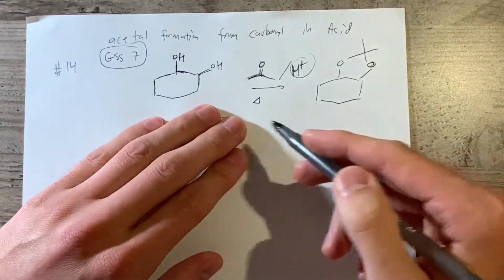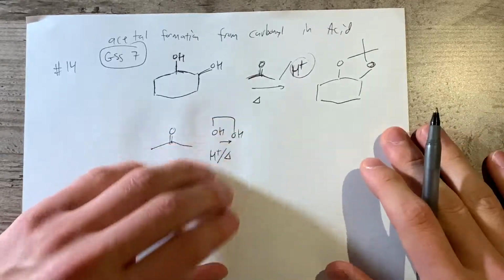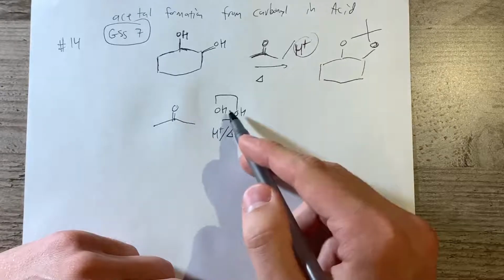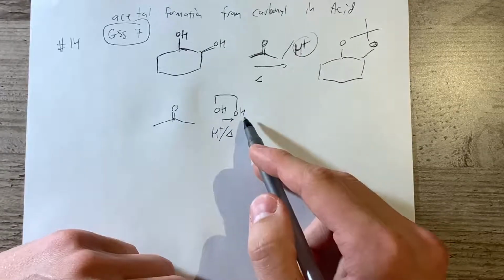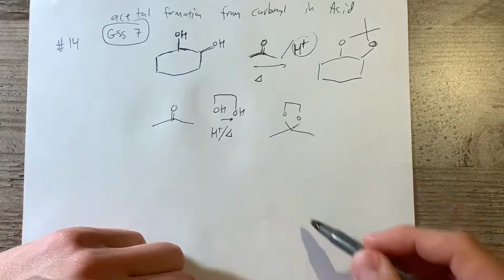So this might be a little scary at first. So let's break it down into something easier. Let's look at some stuff we already know. We know that you take the carbonyl and you have this diol, 2 alcohols on this thing, H+, it's going to give you this. It's going to give you the acetal, okay?